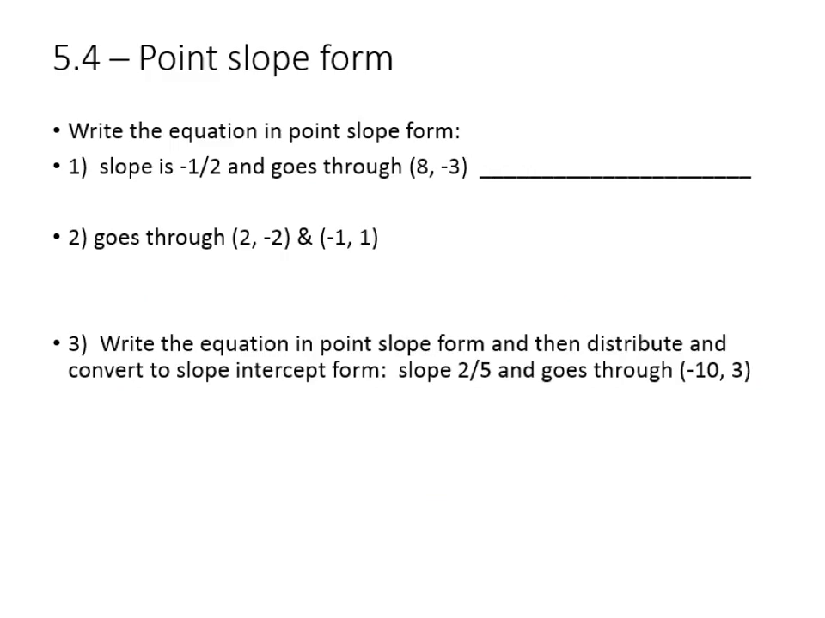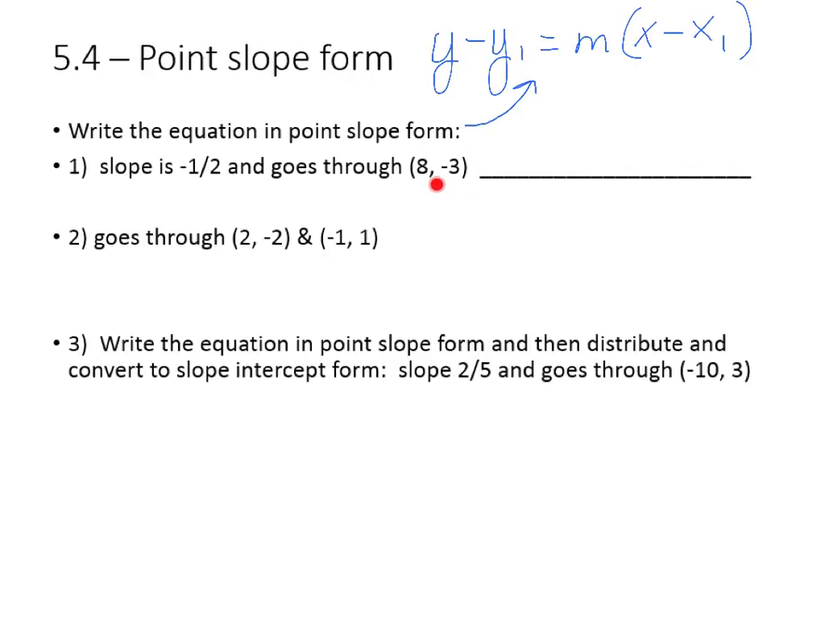The second form of an equation that we learned was point-slope form. Point-slope form is y minus y1 equals m times x minus x1. Write the equation in point-slope form. Okay, so there's that equation that we're going to be using this time. The slope is negative 1/2. It goes through 8, negative 3.